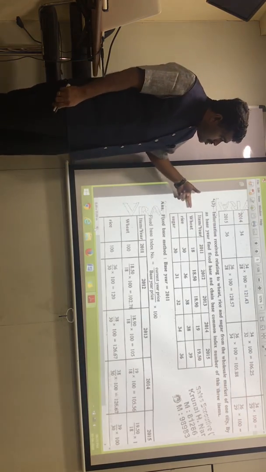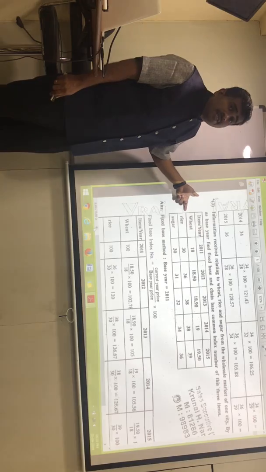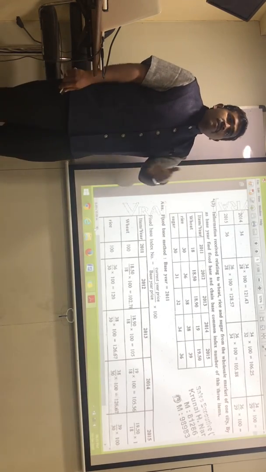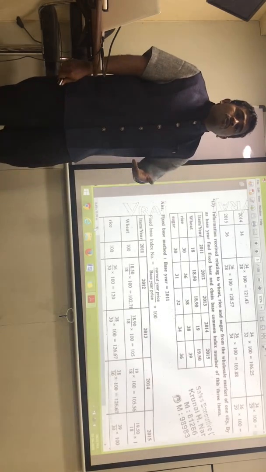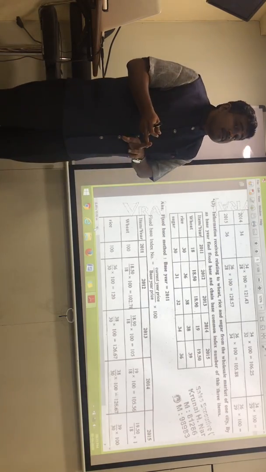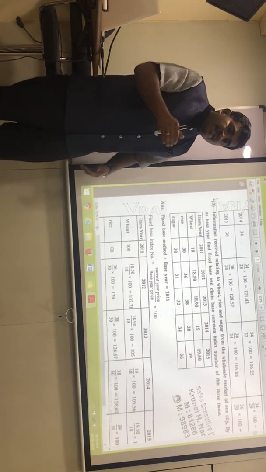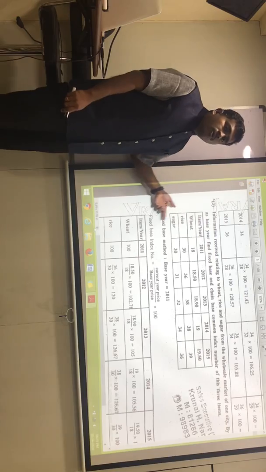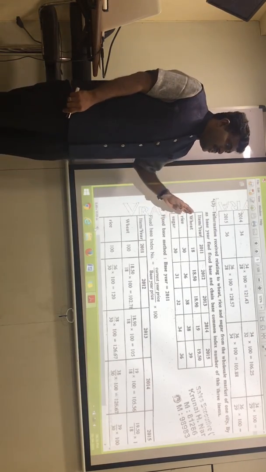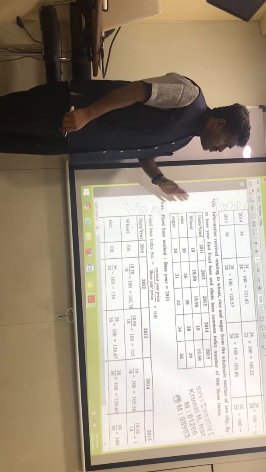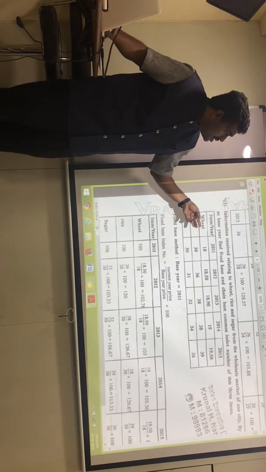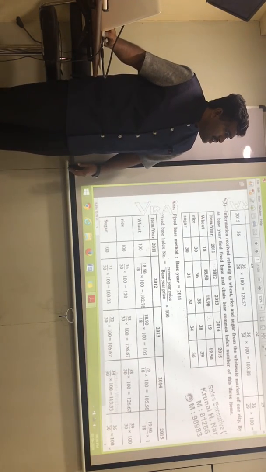Why? Because you have been given several commodities. You can see there are 3 variables here. Whenever the variables increase beyond 1, we have to go for the general index. If only one variable is there, it is either fixed or chain. When the variables increase beyond 1, we have to go only for one method, that is the general index number. And this method is a little bit difficult, so be very attentive.